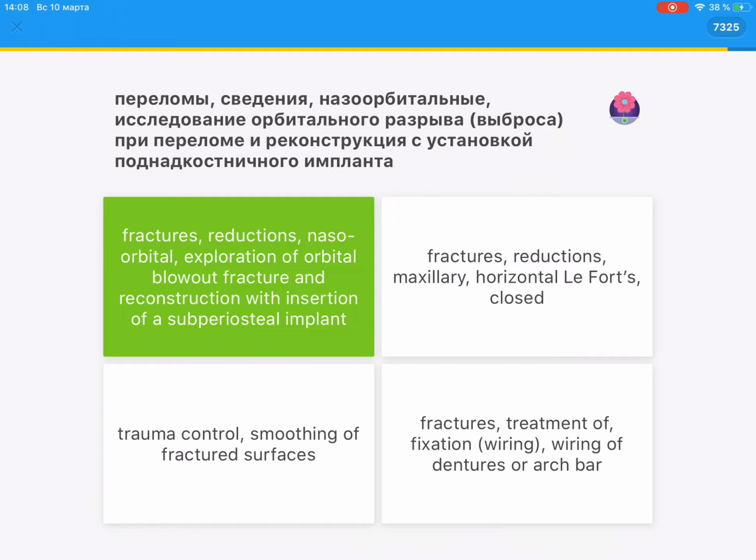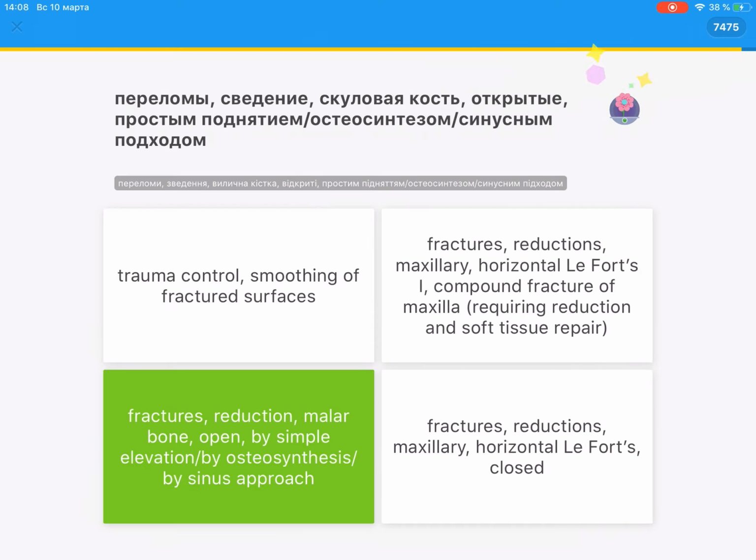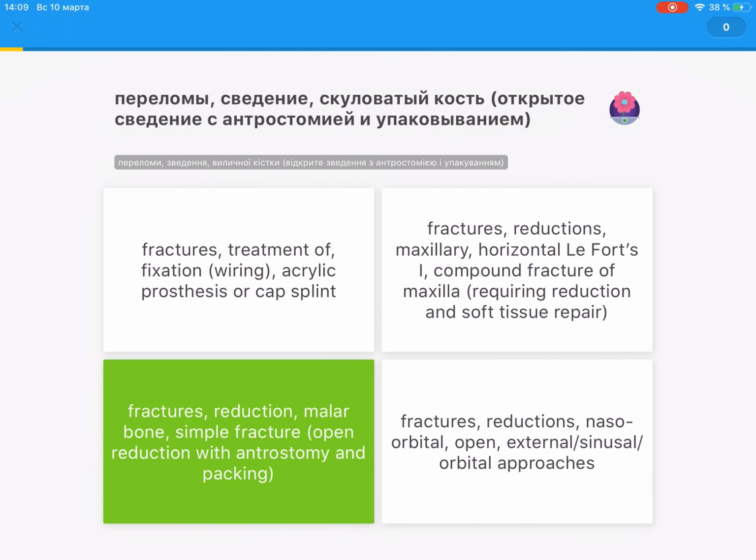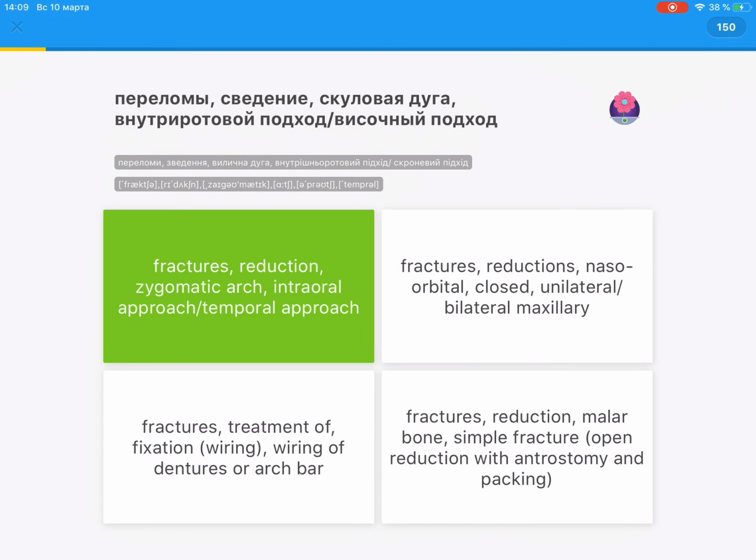Fractures, reductions, naso-orbital, exploration of orbital blowout fracture, and reconstruction with insertion of a subperiosteal implant. Fractures, reduction, malar bone, open, by simple elevation, by osteosynthesis, by sinus approach. Fractures, reduction, malar bone, simple fracture, open reduction with enterostomy and packing. Fractures, reduction, zygomatic arch, intraoral approach, temporal approach.